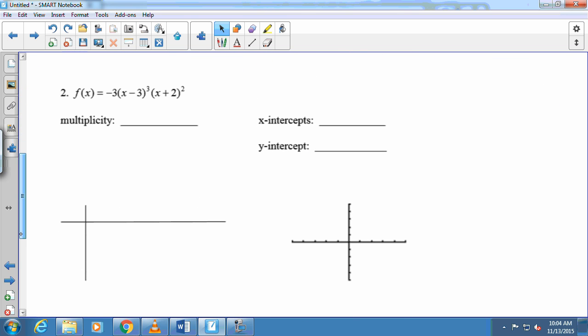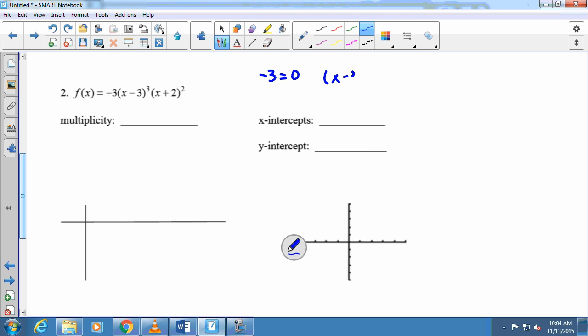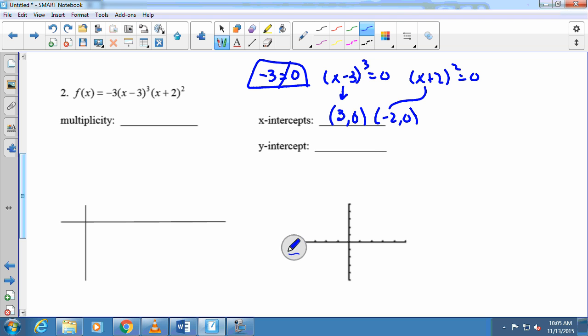Let's try one more. Nicely, this is already factored for me. I don't need to do any factoring, so I already know my x-intercepts. Now, many people look at -3 to be 0, x minus 3 cubed to be 0, and x plus 2 squared to be 0. This will never be true. -3 will never be equal to 0, so it is not a 0. From this one here, I see I get 3. And from the second one, I get -2. So regardless, I only know I'm going to hit twice.